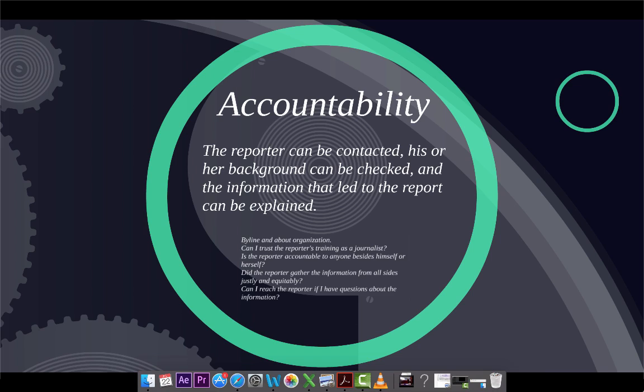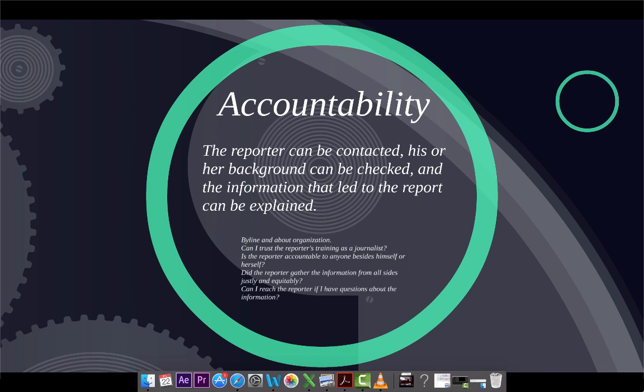Again, make sure they have a byline for the article, and ask: can you trust the reporter's training as a journalist? Is the reporter accountable to anyone besides himself or herself? Did the reporter gather the information from all sides justly and equitably? And can I reach the reporter if I have questions about the information? So look at some of these aspects and see whether you can have this kind of system in place to reach them. If any of this is missing, then it's definitely a red flag.